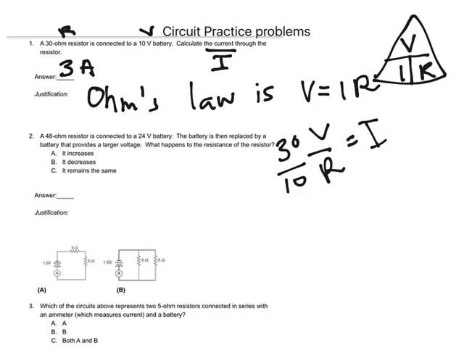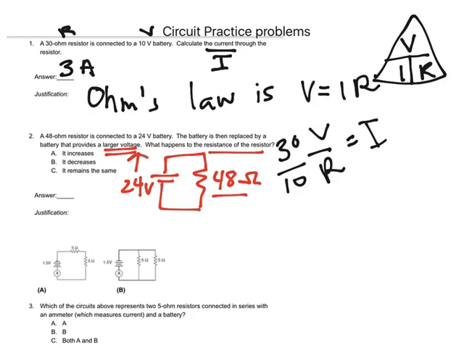For number 2, it says we have a 48 ohm resistor connected to a 24 volt battery. So again, it would look like this. A 24 volt battery connected to a 48 ohm resistor. But the main thing is, well, what if we replace this with a larger voltage? What would happen to the resistance in the resistor? Well, nothing.